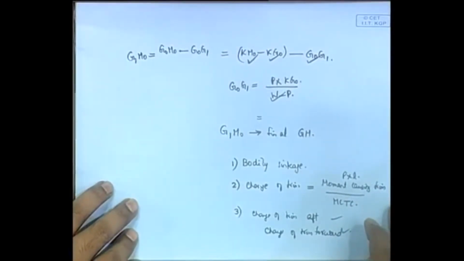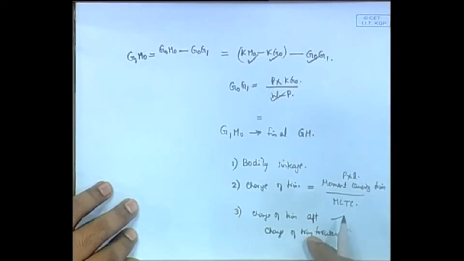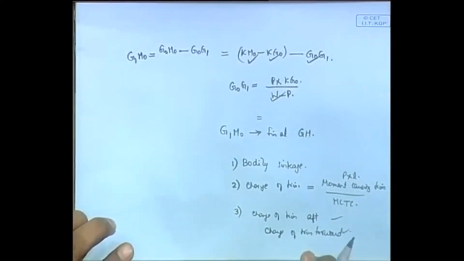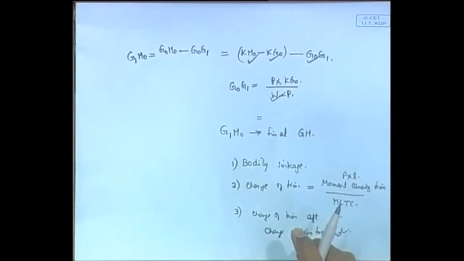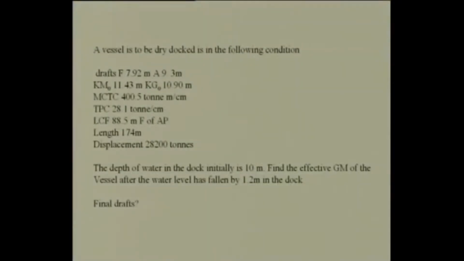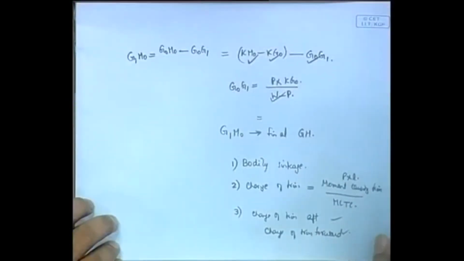Then the final draft will be this bodily sinkage plus this change. The initial drafts are given, so draft plus or minus bodily sinkage plus or minus the trim, and that's all. That's how you find the final draft of the ship if it is asked. Okay, that is this problem.